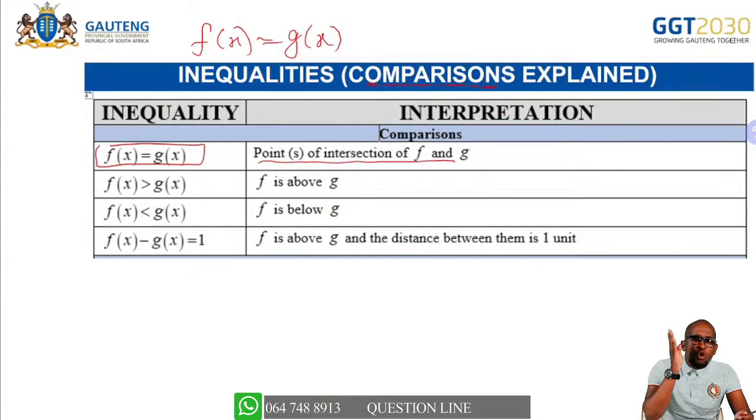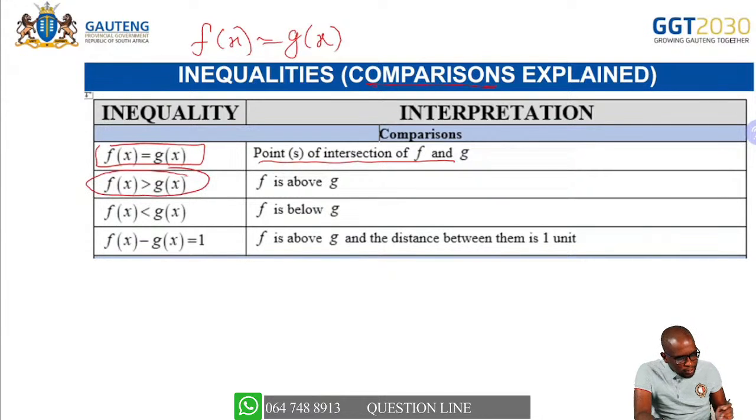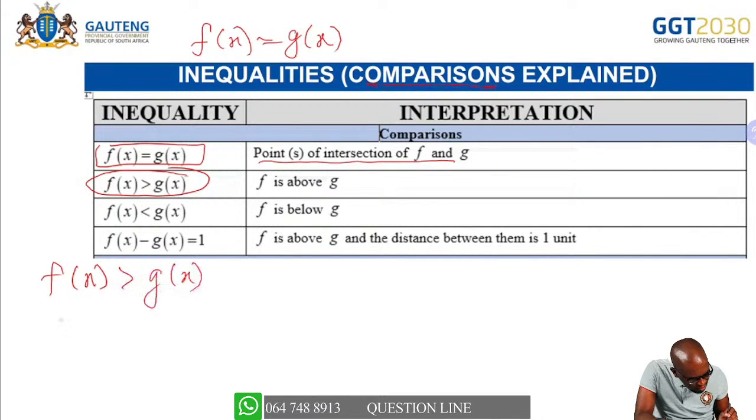So when you know where the two graphs intersect, you are able to locate a region where one graph is above and the other one is below. But for you to be able to do that, you need a point of intersection. So now we check f of x greater than g of x. Here they are trying to say, if f of x is greater than g of x, what are they saying?